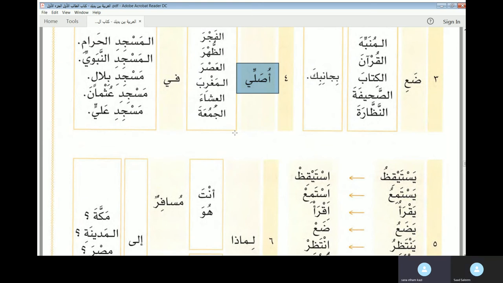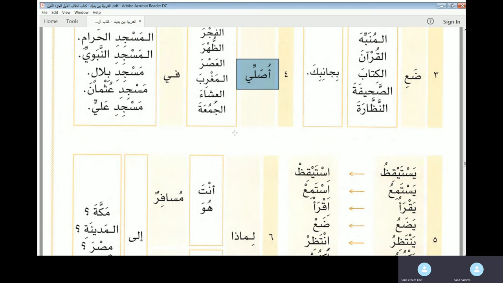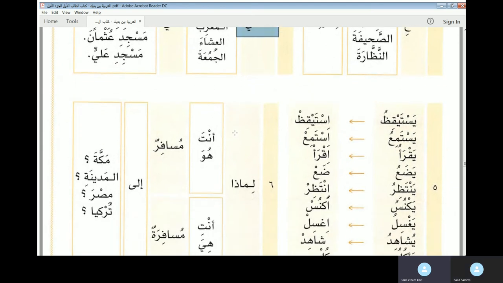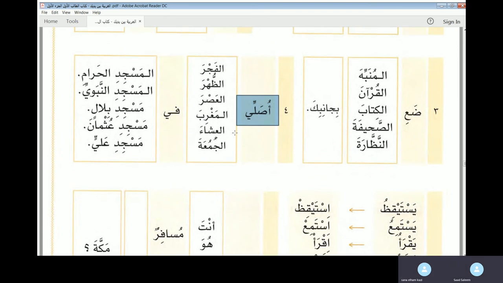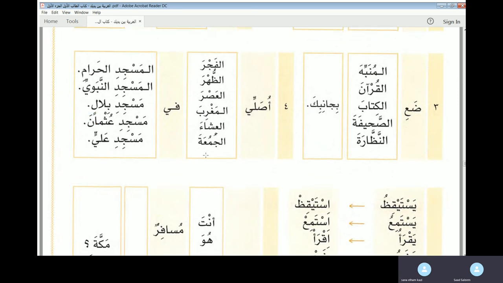Usalli al-Jumata fi Masjid Aliyin. Here, is this maful bihi, Masjid Aliyin? No. Masjid is mudaf and Ali is mudaf ilayhi. And Masjid Usman, Usman is the name, right? Yes, Usman is a name and it is also mudaf ilayhi. We use Usmana because it's like Jawanu, it is mamnu minas-sarf because of the alif and noon at the end. Okay.